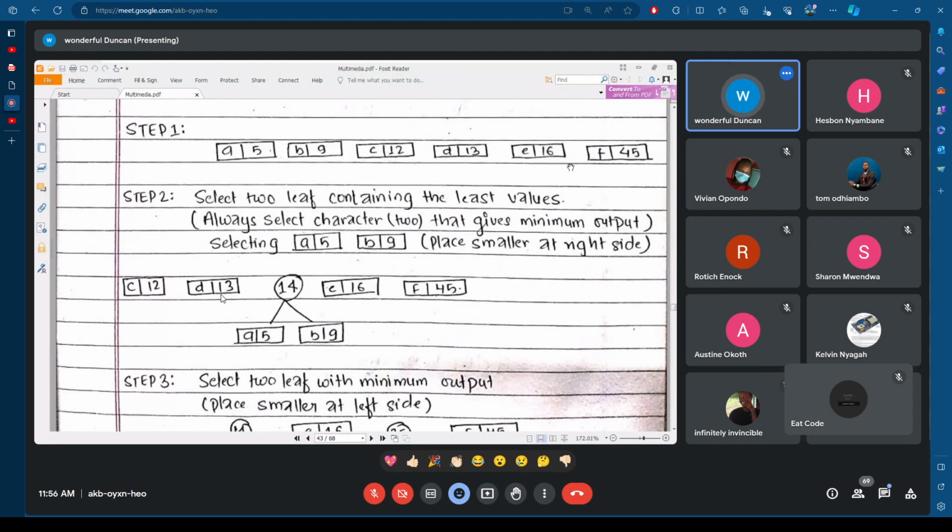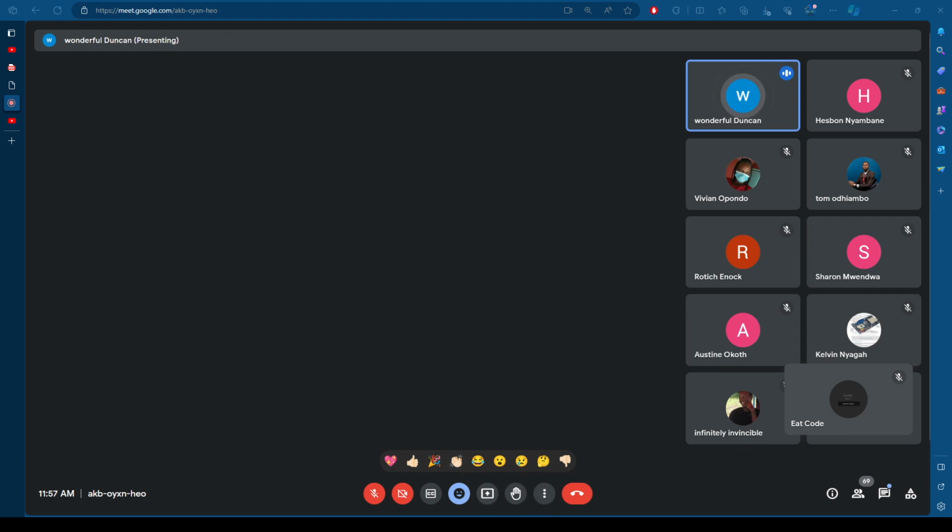So we add 5 and 9, and that gives 14. We are going to form a tree. So we have looked at the least values, 5 and 9, and we add them to form this tree. Up there we have 14, then we have 5 and 9, or A and B. Now that we have taken out those two, again we look at the ones with the least values. The least values are 12 and 13.